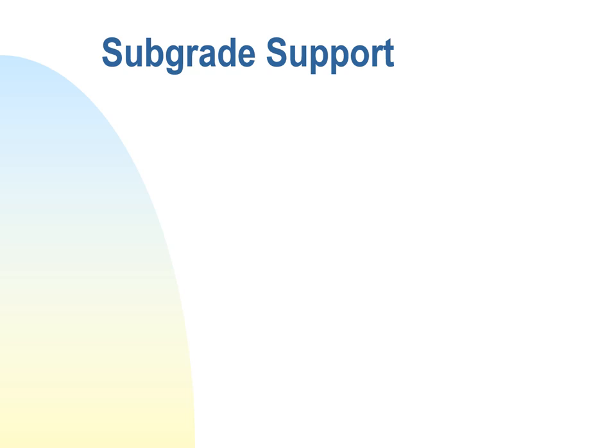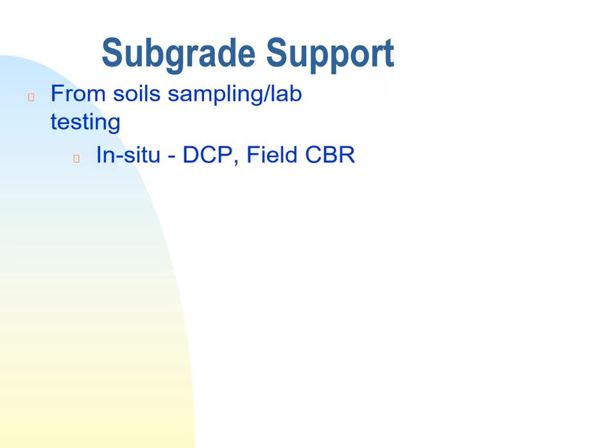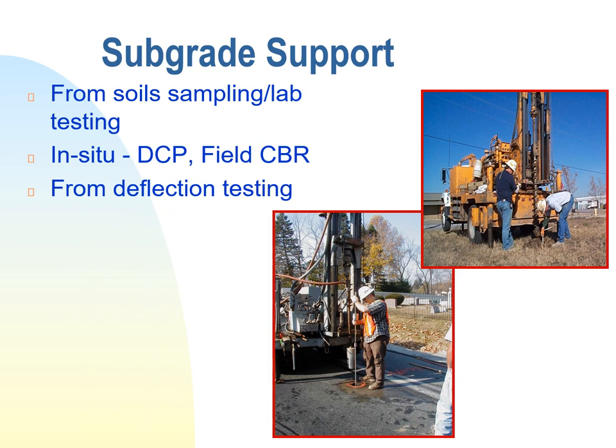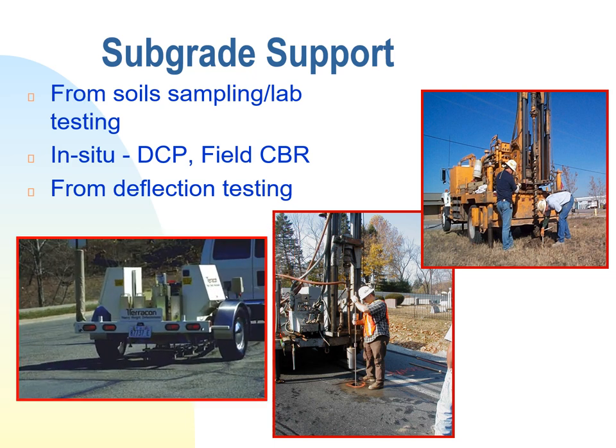Okay, then you can see subgrade support, and here you can see from soil sampling or lab testing, in situ Dutch cone penetration test, field CBR test, from deflection testing, we could be able to get the information about the subgrade. So in this regard, we can use all these devices which I mentioned on this particular slide.